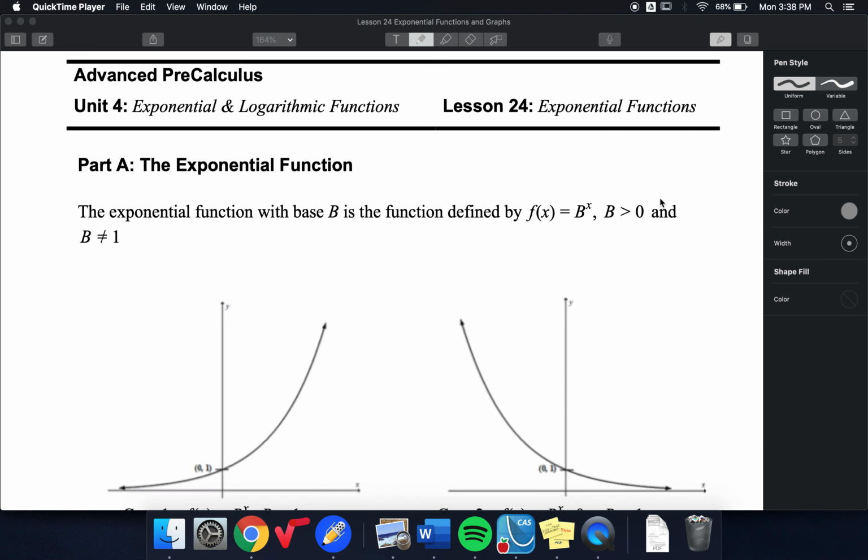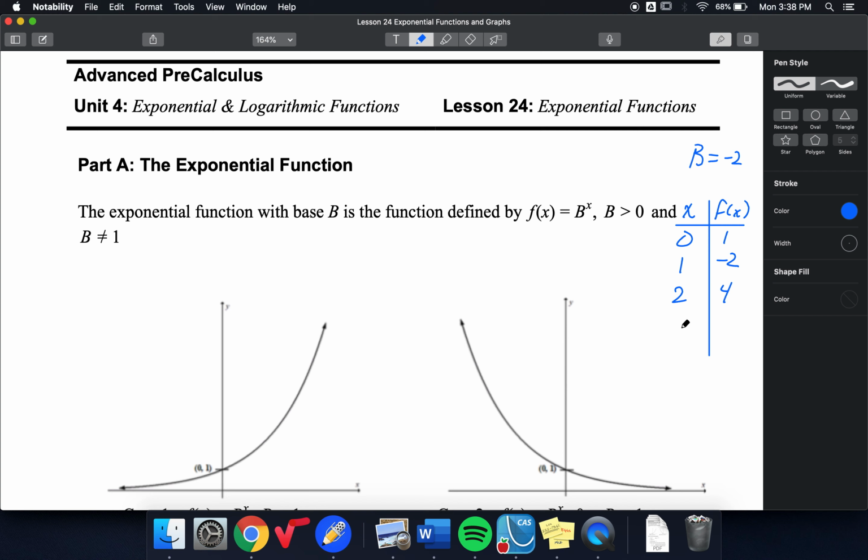If I think about a table of values with this function, then I would have x and I would have f of x values. And if my b value was negative, so let's say for example that b was -2. Well, if x is 0, -2 to the 0 is 1. If x is 1, -2 to the 1 is -2. If x is 2, -2 to the power 2 is 4. If x is a half, then I have the square root of -2, which is imaginary.